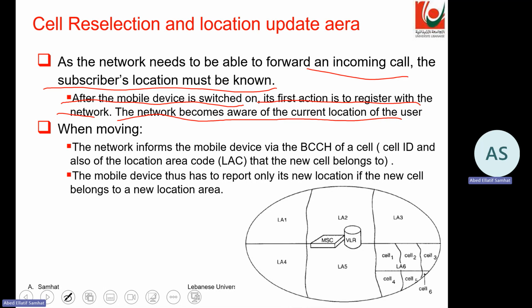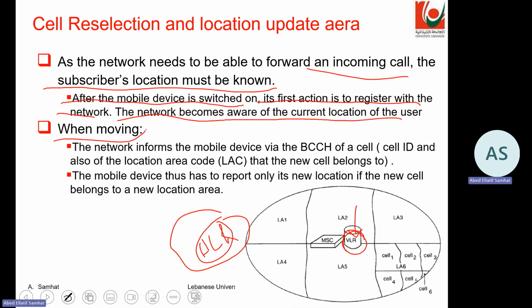So as we said, the network will be aware of the location of the users, and typically this location is registered in the visitor location register. And we know that in the core network, we have the HLR, where we have the real identity of the user. Here, because in the VLR you are using the temporary identity, the network is aware of your location, but based on your temporary identity.